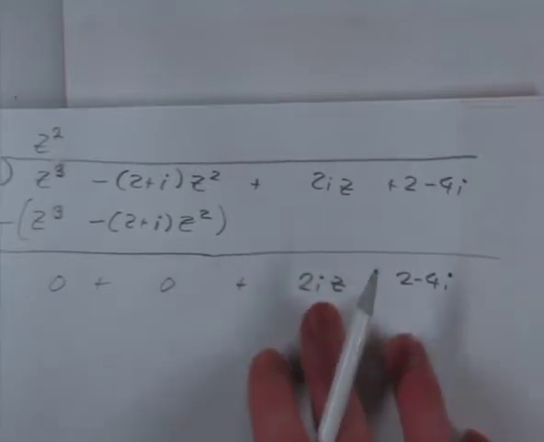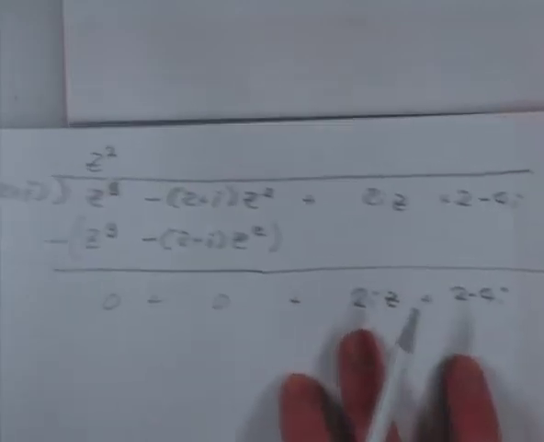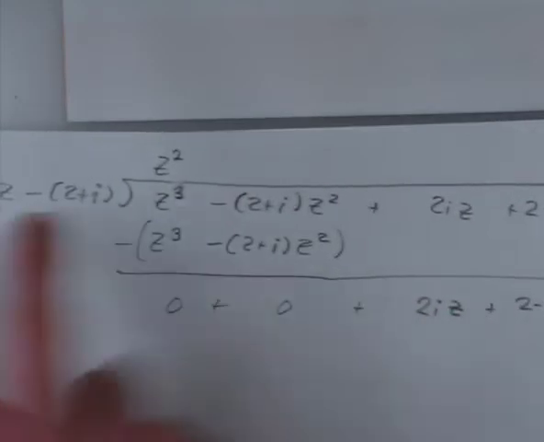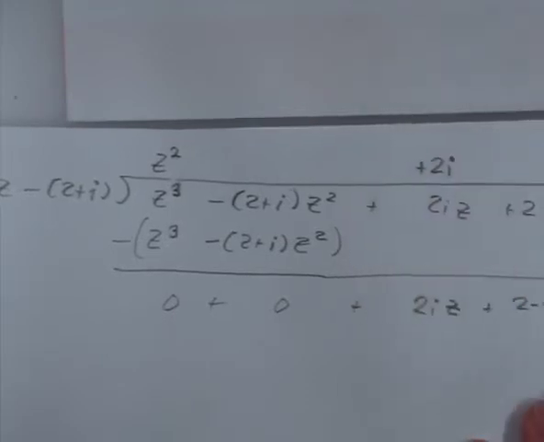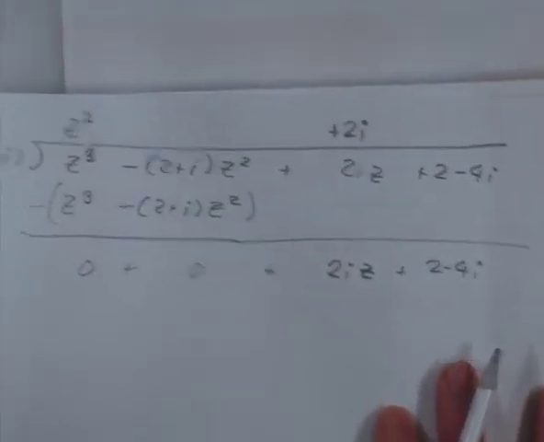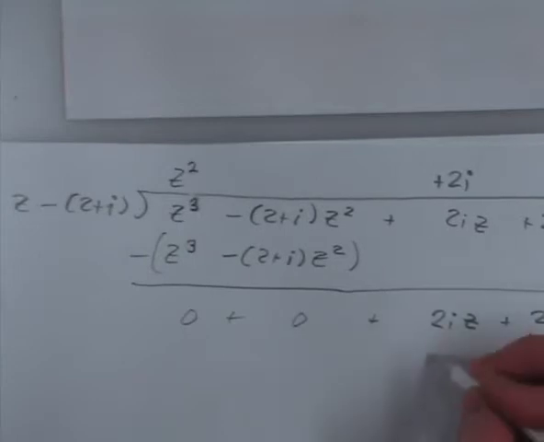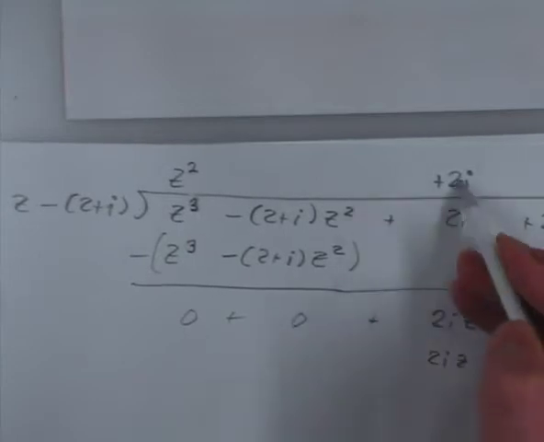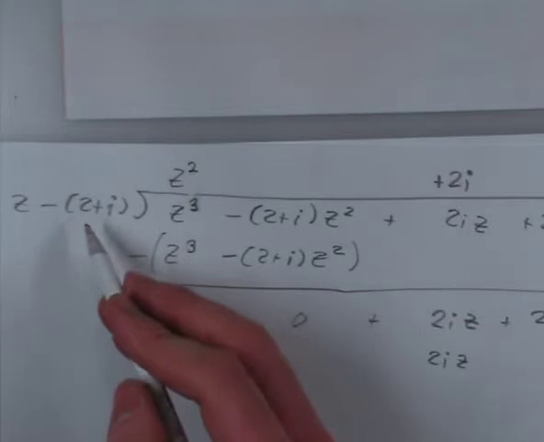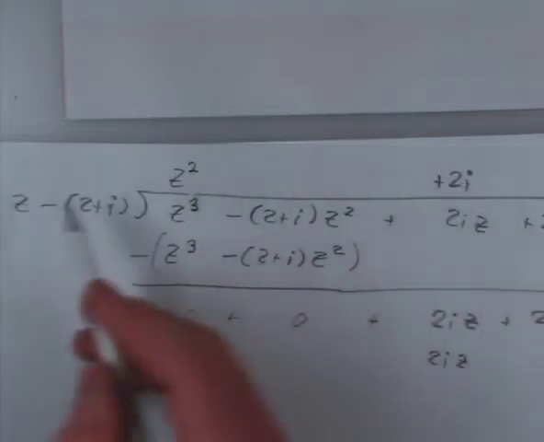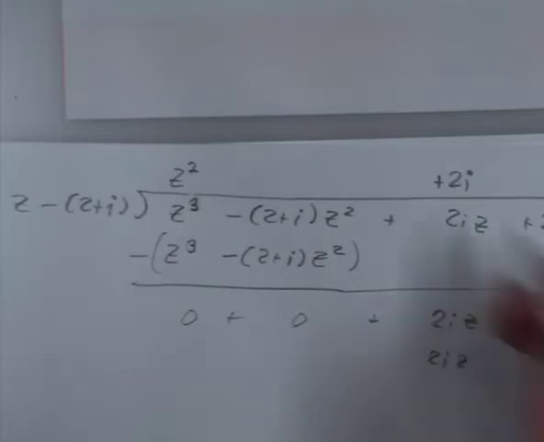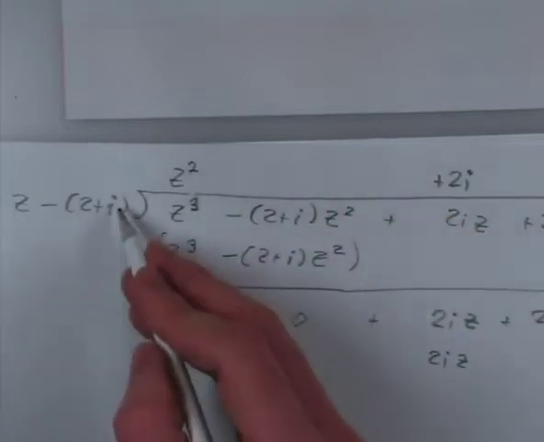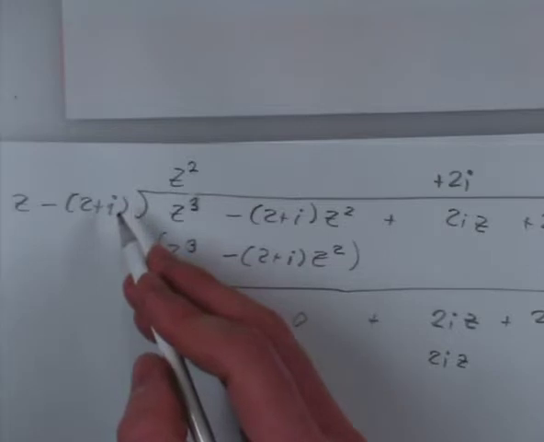So now I'm up to here, and 2iz divided by z is 2i. Okay, and let's see, 2i times z would be 2iz, as it should be, and 2i times this, oh dear. Okay, so 2i times minus 2 would be minus 4i, and 2i times minus i would be minus 2 times i squared, and i squared is minus 1, which would be 2.